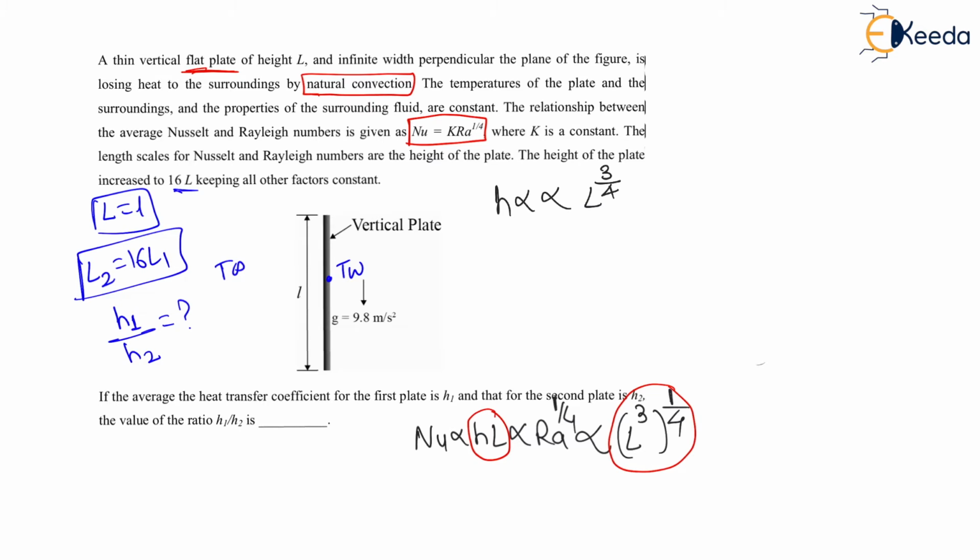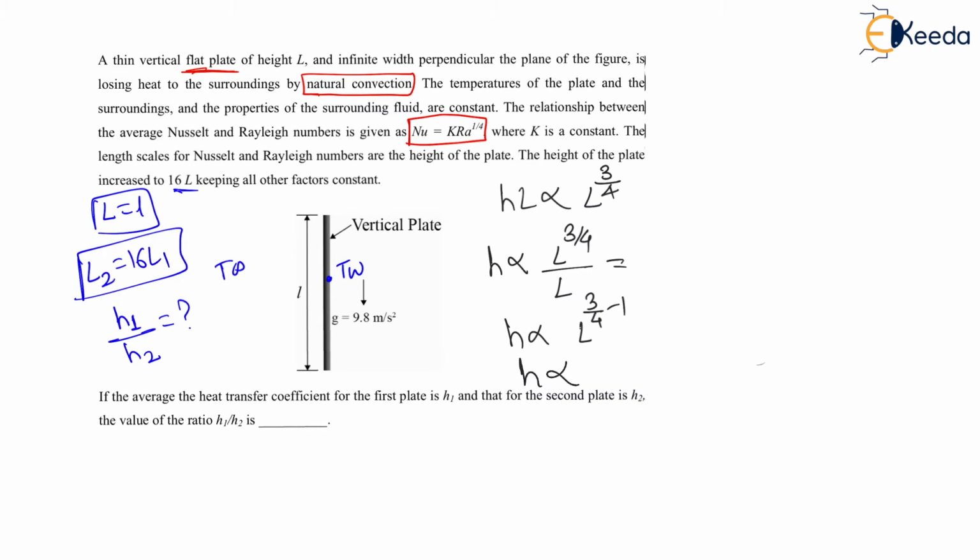Sorry, just a minute. Here HL is directly proportional to L power 3 by 4. Therefore, can I say here this H will be directly proportional to L power 3 by 4 divided by L. Therefore, it will become H is directly proportional to L power 3 by 4 minus 1. Therefore, again, H is directly proportional to L power (3 minus 4) divided by 4. Therefore, H is directly proportional to L power minus 1 by 4. This will be our final relation between H and L.